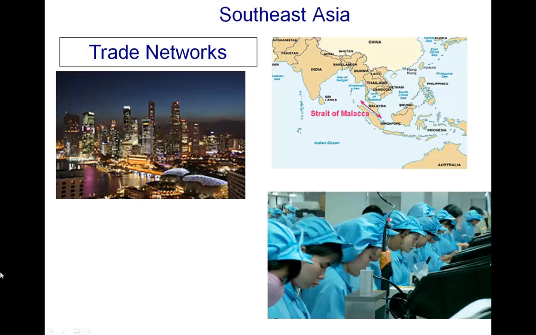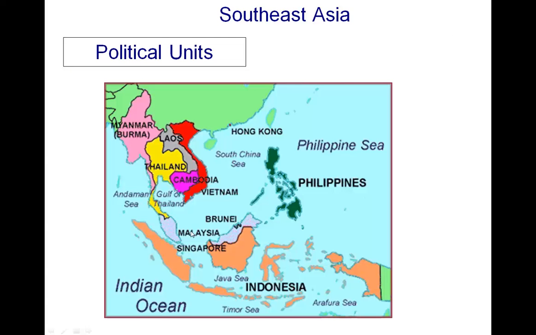The trade networks. This region is becoming a major player in the world economy. In addition to the outsourcing of jobs and the major manufacturing work that's occurring in many of these countries, we also have the Straits of Malacca, where a lot of the goods from China and Japan, as they're moving toward Europe or the Middle East, travel through. So a major choke point also, and that's again part of the trade networks that make Southeast Asia so important.